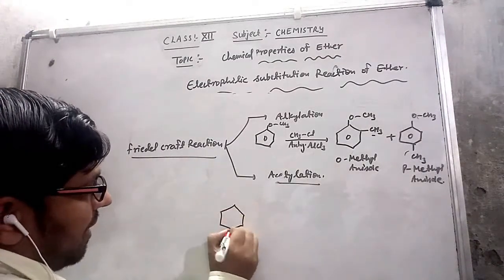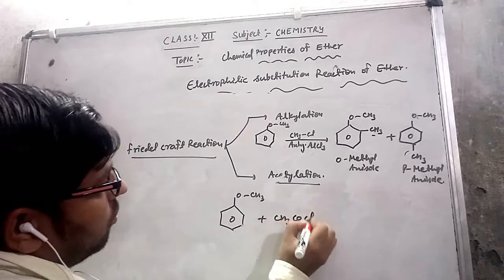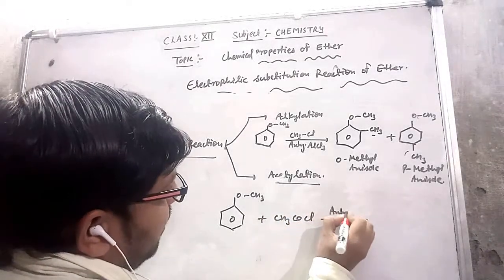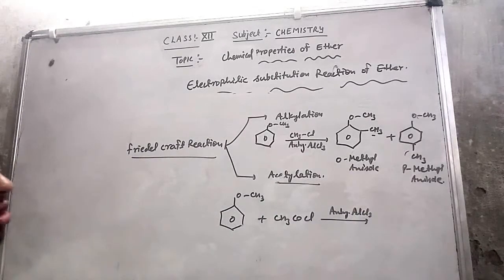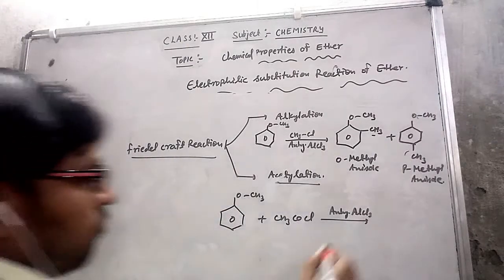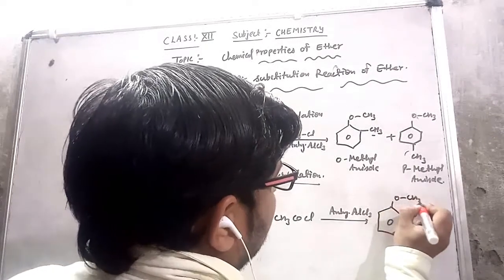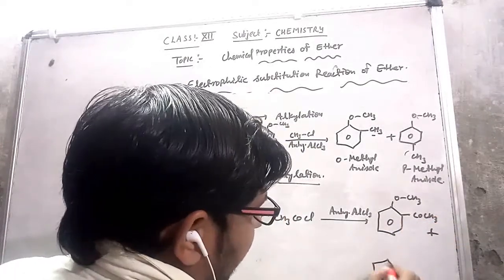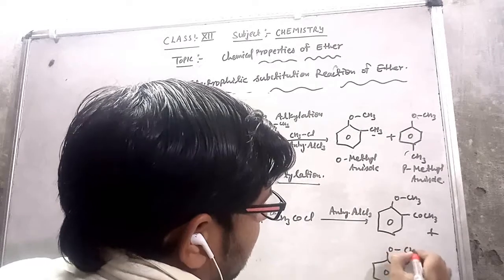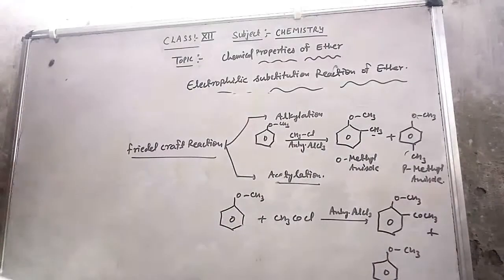So suppose this is the anisole, OCH3, reacted with CH3COCl in the presence of anhydrous AlCl3. Then what happens here? The COCH3 group will substitute the hydrogen at the ortho and para positions. So the product is OCH3, first with COCH3 at the ortho position, plus, then at the para position we get OCH3 with COCH3.